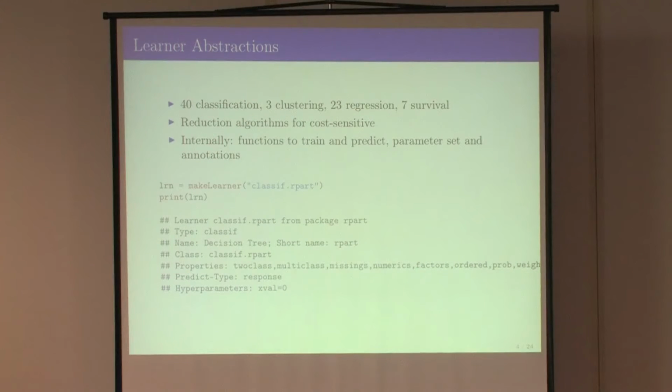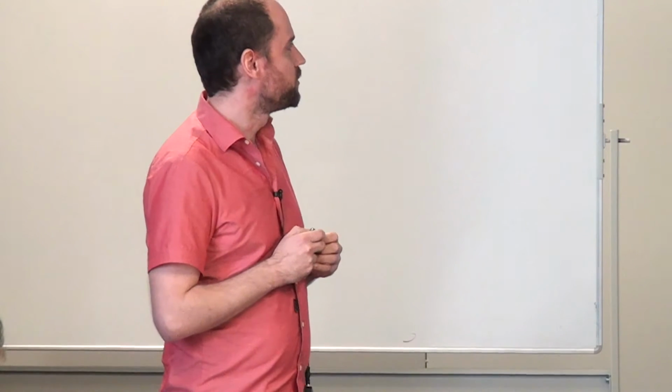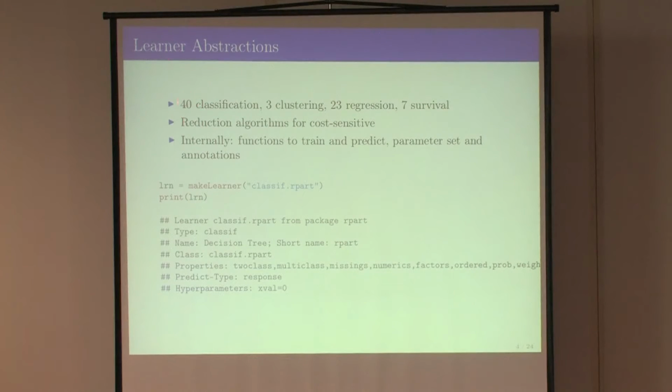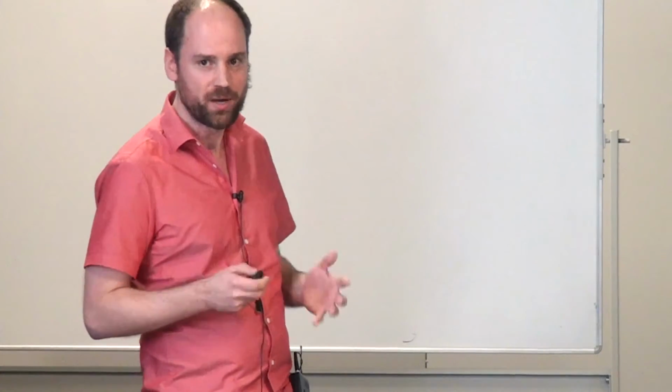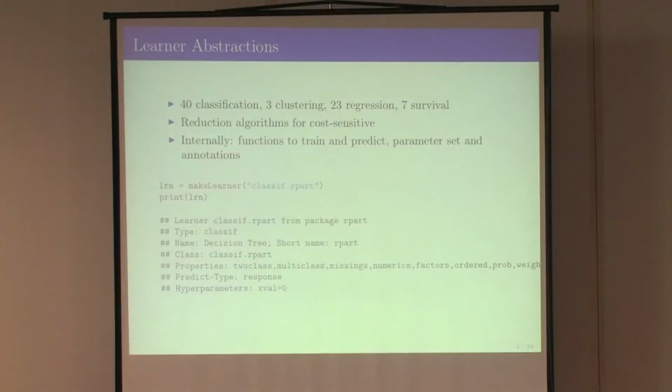What do we have on the side of the learning algorithms? About 40 classification algorithms, a couple of clustering algorithms. These are still growing because this is very new. 23 regression techniques, 7 survival methods. And by the way, the whole talk is programmed with knitr that Luis introduced. I didn't write those numbers. I asked the package, how many of those things do you have?